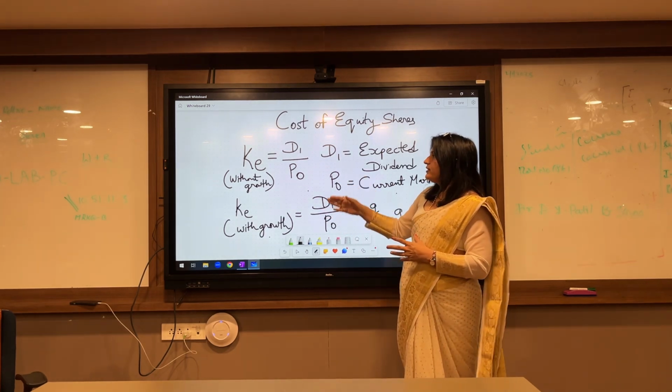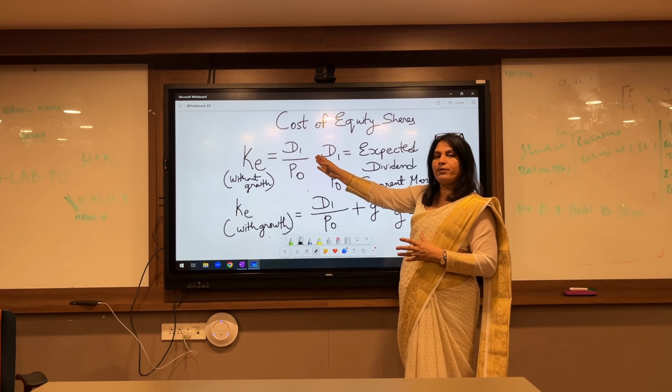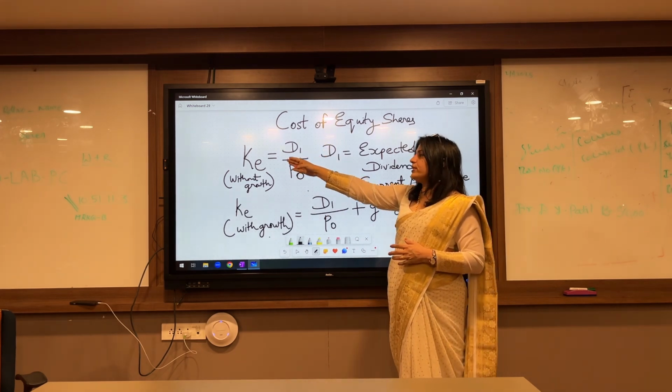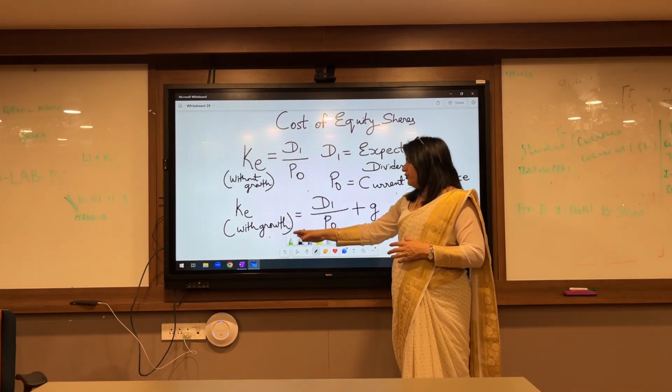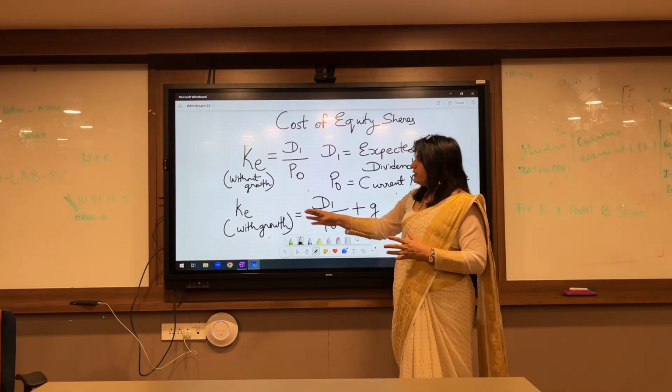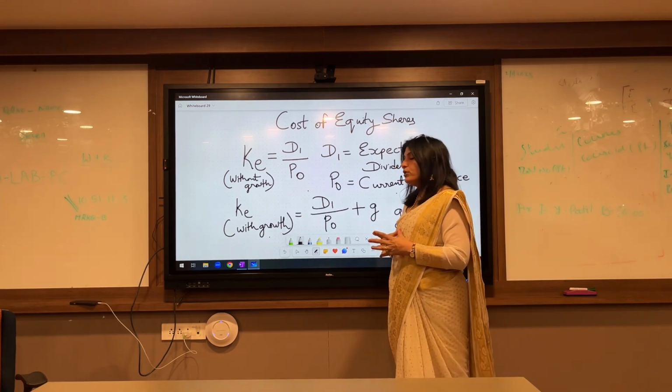So as you can see, there is a clear-cut difference over here. There is no plus G because here we are calculating cost of equity without growth. Here why have I written plus G? Because here we are calculating cost of equity with growth.